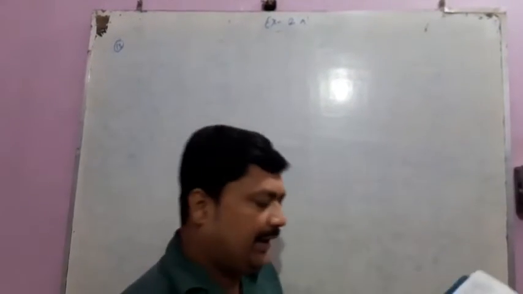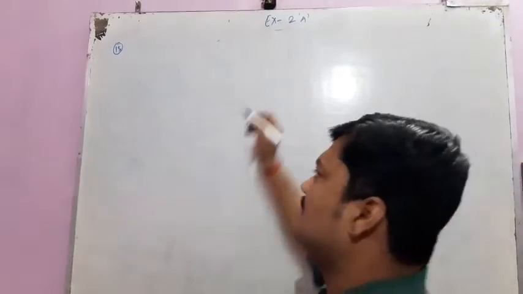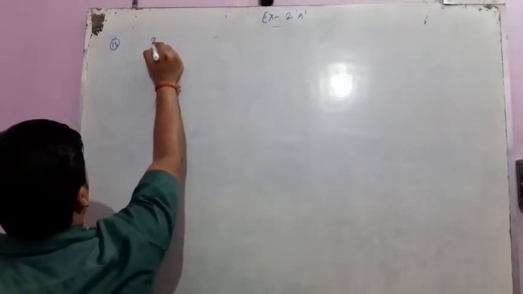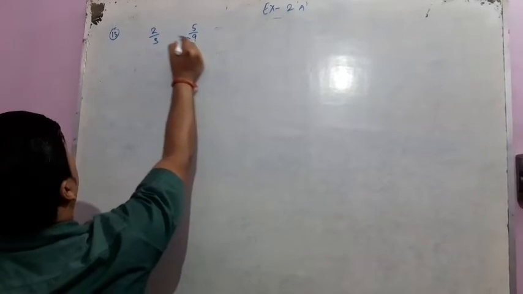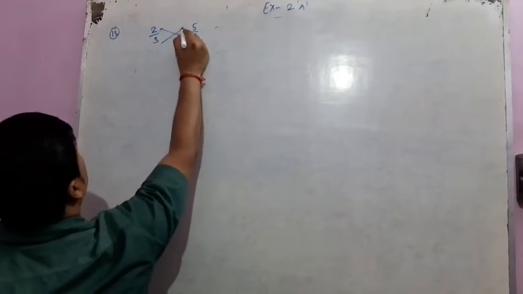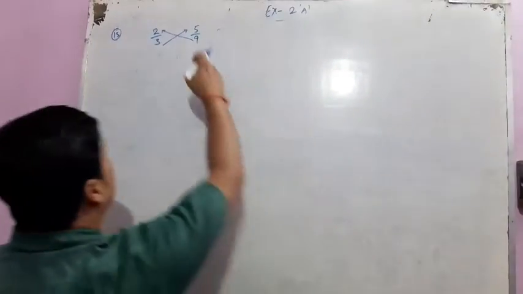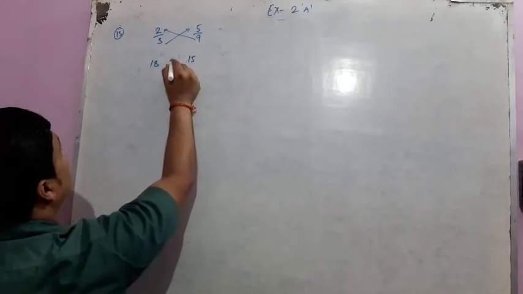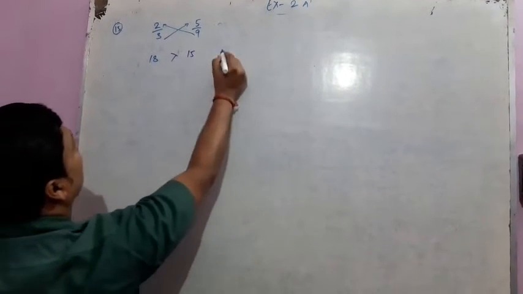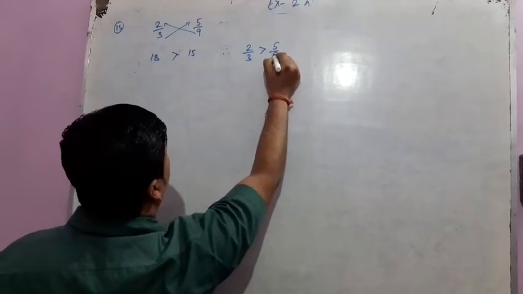In question number 15, of 2/3 and 5/9, which is greater and by how much? For that we have to compare both fractions. Here we are comparing the fractions by the cross multiplication method. 9 2s are 18 and 3 5s are 15. So 18 is greater, therefore 2/3 is greater than 5/9.